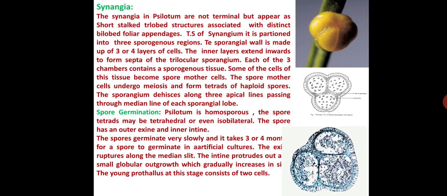The exine ruptures along the median slit. The intine protrudes as a small globular outgrowth which gradually increases in size. The young prothallus at this stage consists of 2 cells.